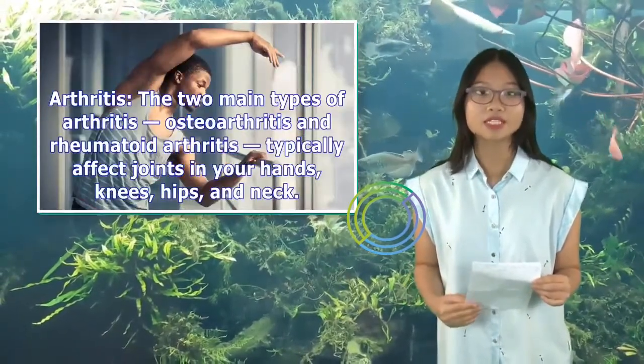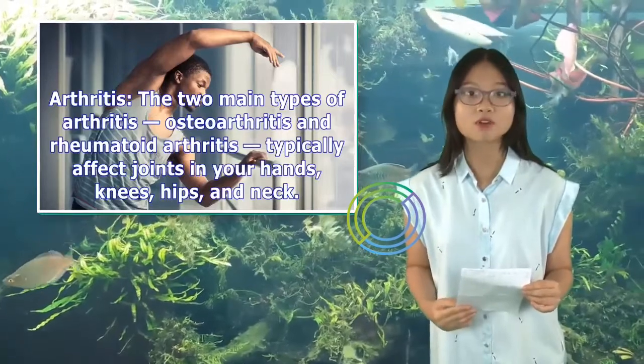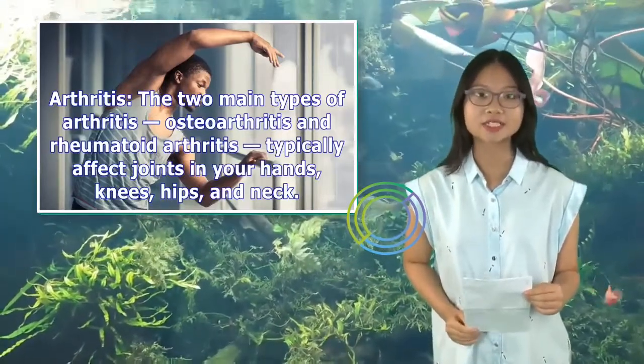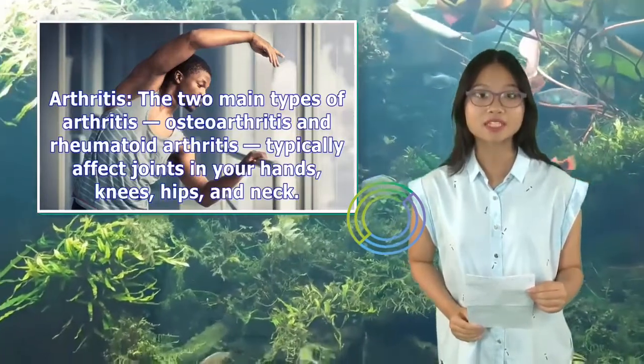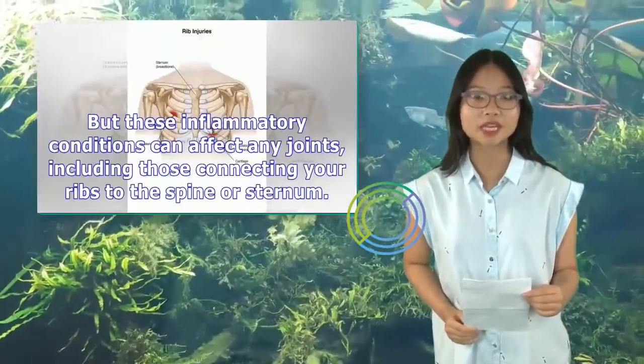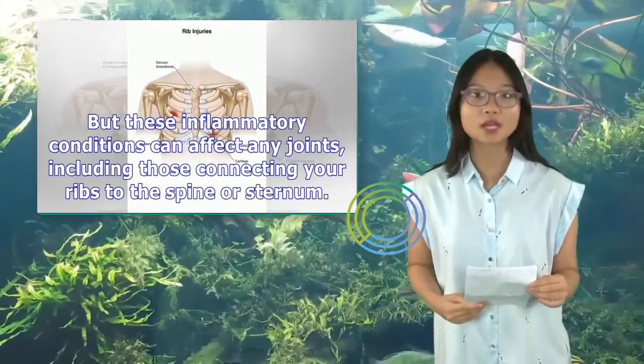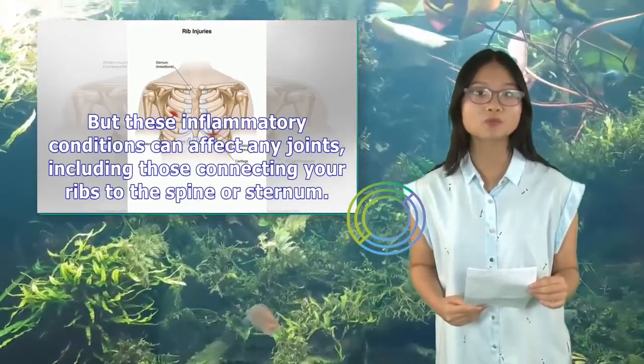Arthritis. The two main types of arthritis, osteoarthritis and rheumatoid arthritis, typically affect joints in your hands, knees, hips, and neck. But these inflammatory conditions can affect any joints, including those connecting your ribs to the spine or sternum.